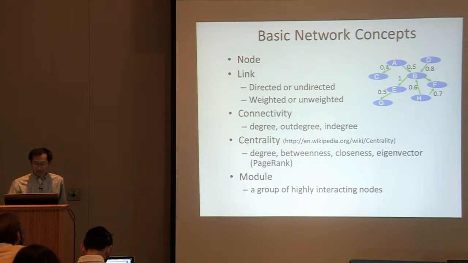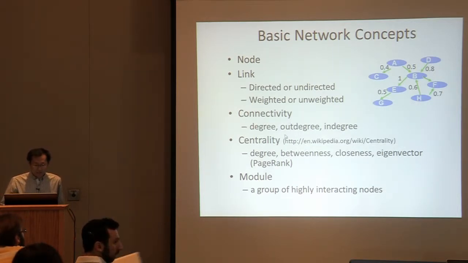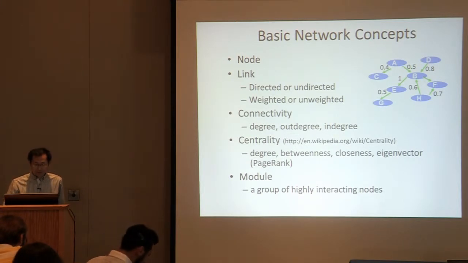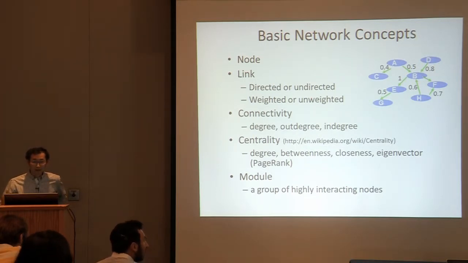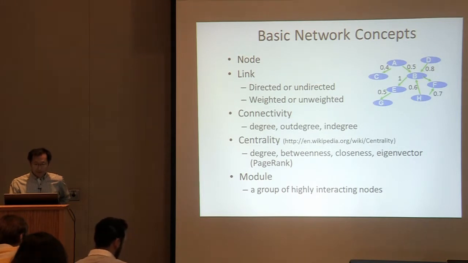So okay, let's start from simple. Basically, you have a network like this, and you can define links as directed or undirected. A link can be weighted or unweighted, and then you can define connectivity or a bunch of centrality measures like closeness, degree and page rank, and then you have modules. The modules can be overlapped or can be separated. So those are the basic concepts.